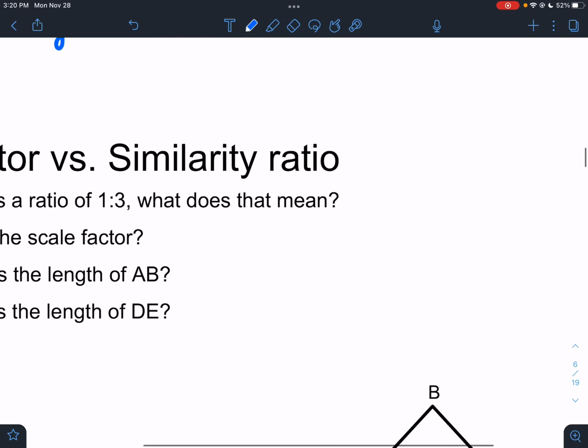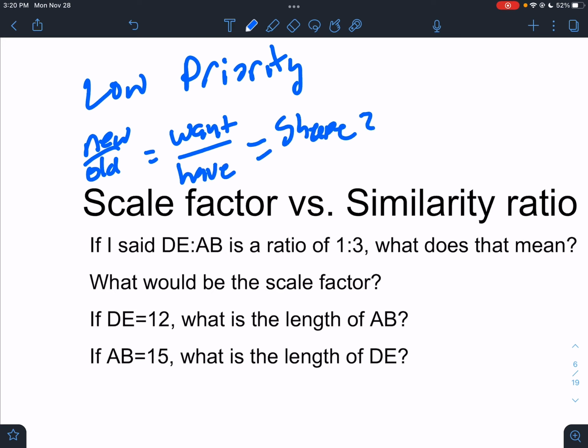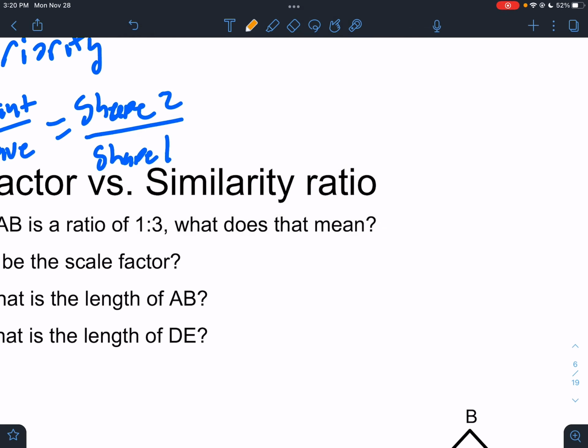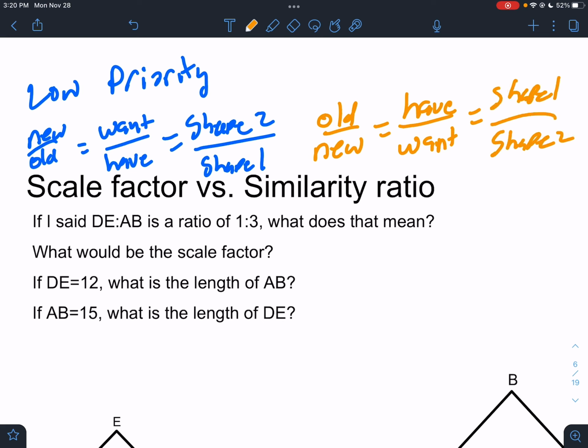So there's a few ways to think about this, though. Scale factor, I think of it as being the new shape over the old shape. I think of it as being the shape I want divided by the shape I have. I think of it as being shape number 2 divided by shape number 1. Similarity ratio is the reciprocal of all those things. It's the old shape divided by the new shape. It's the shape I have divided by the shape I want. It's the first shape divided by the second shape. So they are reciprocals of each other, and they both have their different purpose. But that's pretty confusing. Most people don't even understand that.